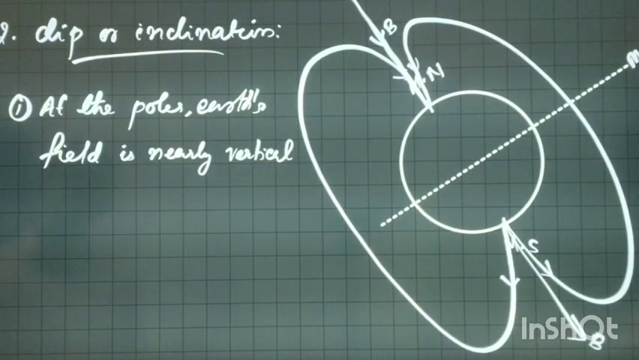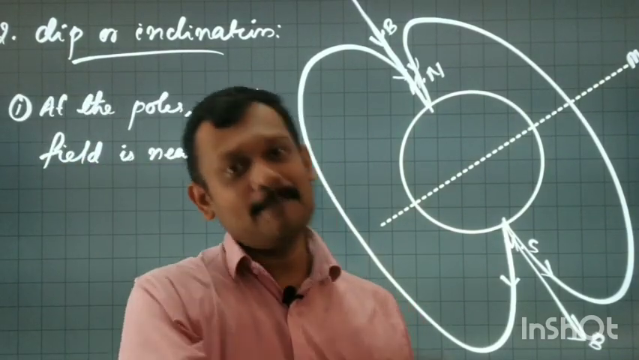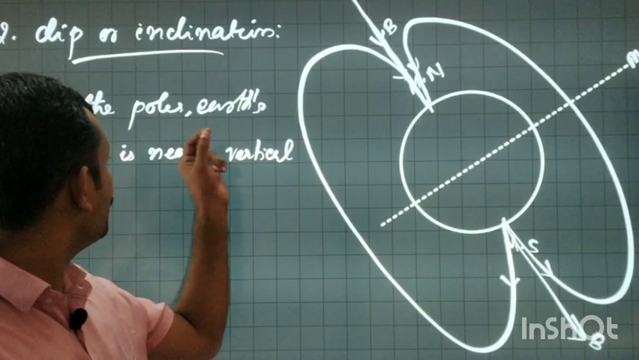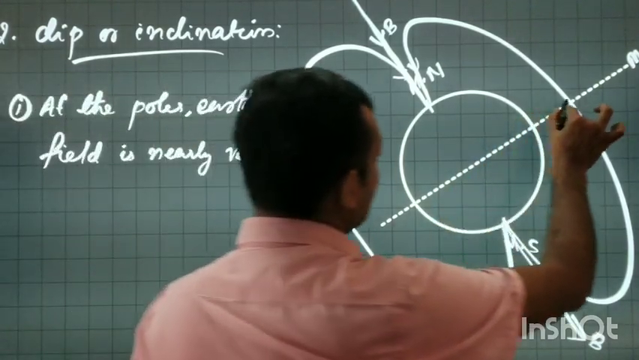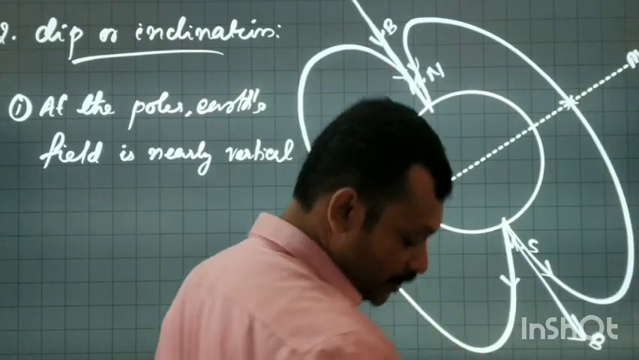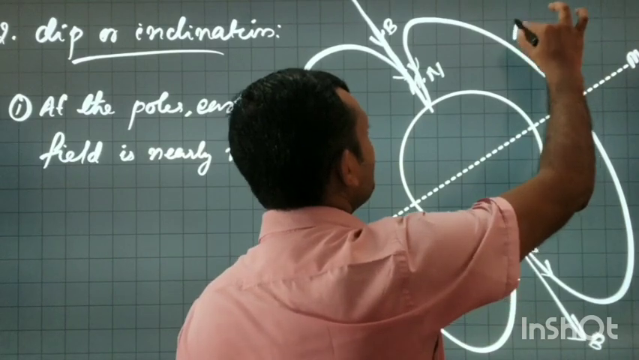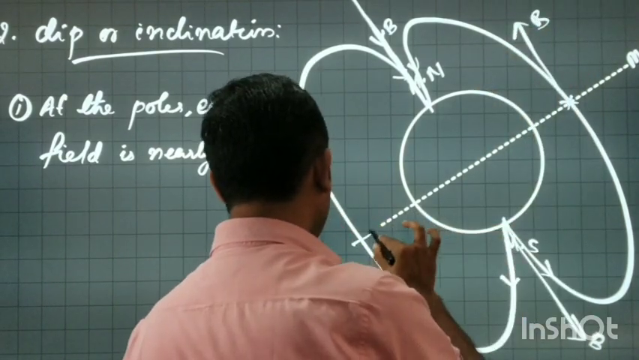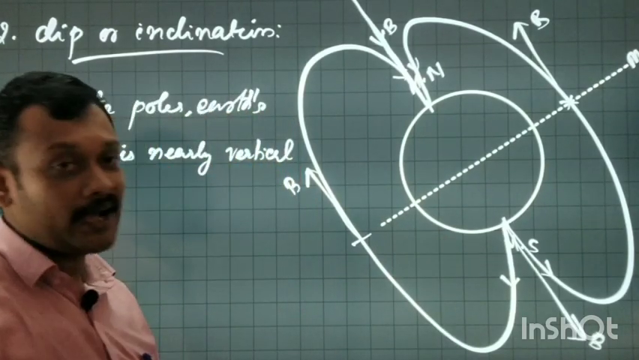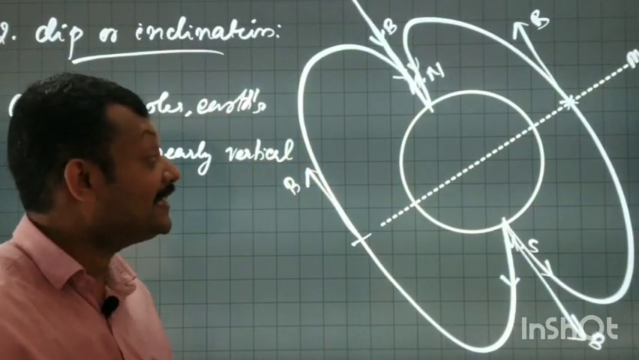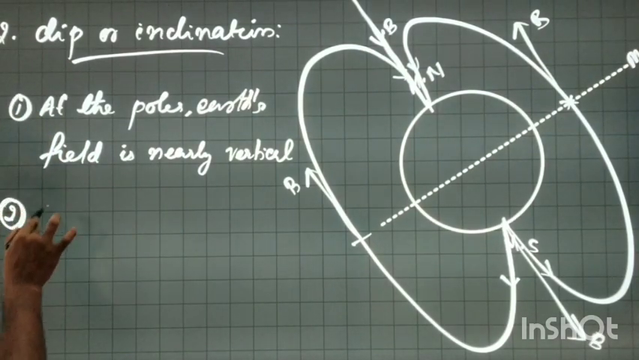At the magnetic poles, I am saying, not the geographic poles, the Earth's field is nearly vertical. Now if I plot a tangent here, what will you say about the field here? This is the direction of the magnetic field here. So that is at the magnetic equator I am coming to say. At the magnetic equator, what do you say?